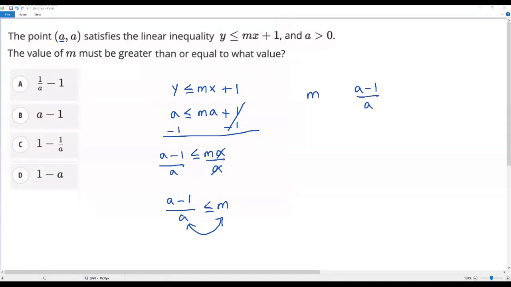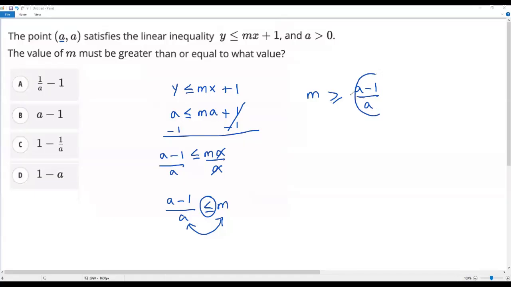In an inequality, whenever I switch the quantities on the left side and right side, I have to flip the inequality sign. So already it's less than or equal to. Since I switched these two quantities, I have to flip this inequality sign. When I flip it over, it becomes greater than or equal to. So then we get m ≥ (a − 1)/a. Now we get this statement exactly: m must be greater than or equal to (a − 1)/a.